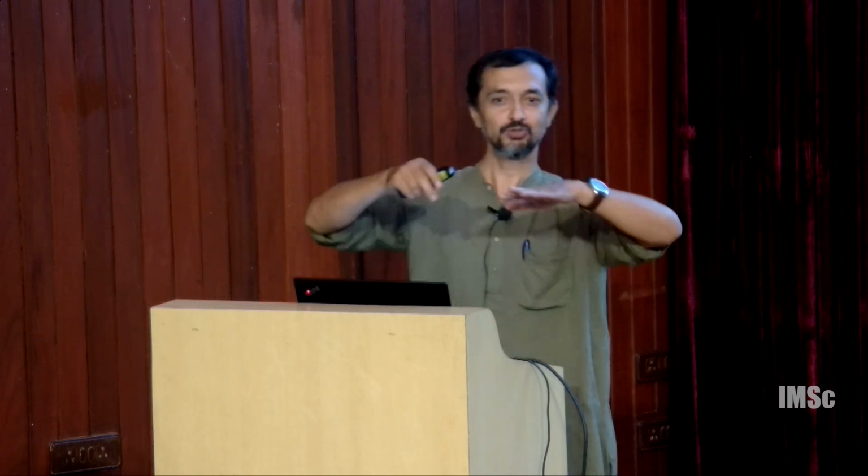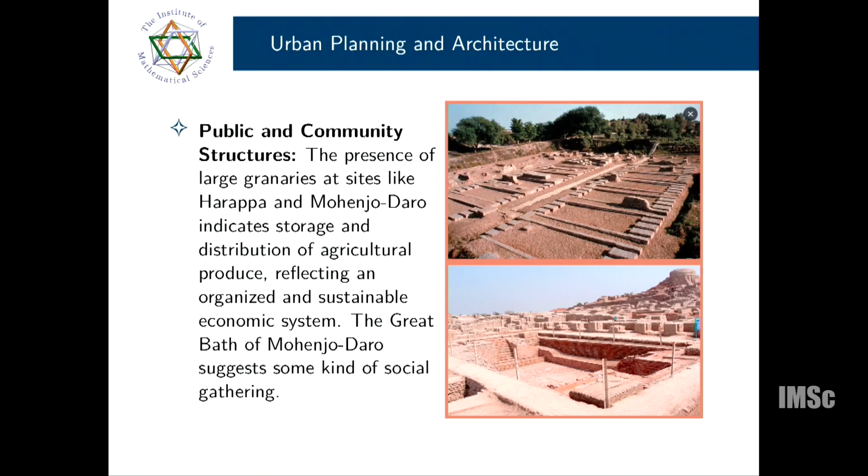The upper town in the central part is the citadel, and in the middle part is what's called the public bath, the granary, and then the lower town. So all these things reflect what we can understand. If you have a big granary in your city, it means that at least you had some kind of distribution system.